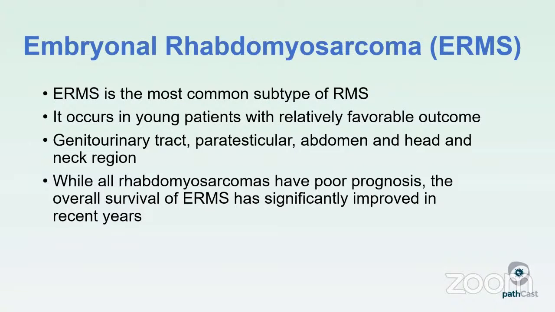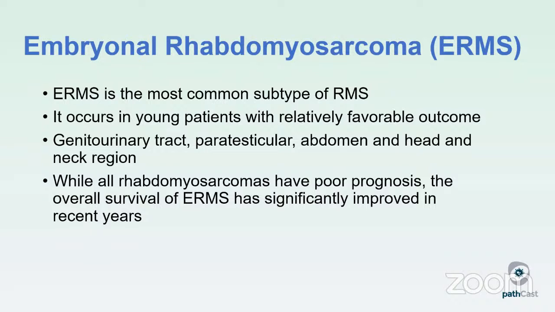Top of the list, embryonal rhabdomyosarcoma. It's in fact the most common subtype of rhabdomyosarcomas. It occurs in young patients with a relatively favorable outcome. It's most prevalent within the head and neck region, followed by the genitourinary tract.